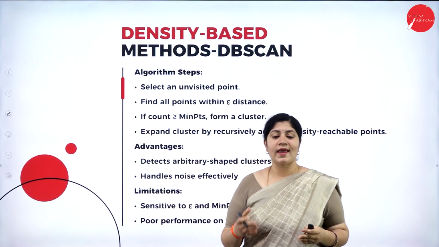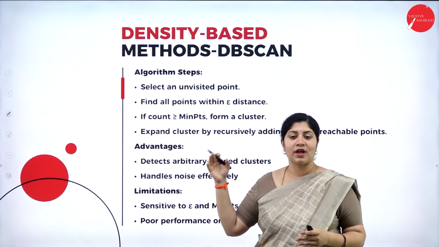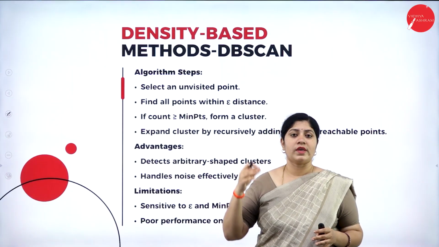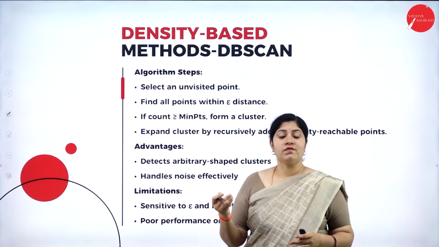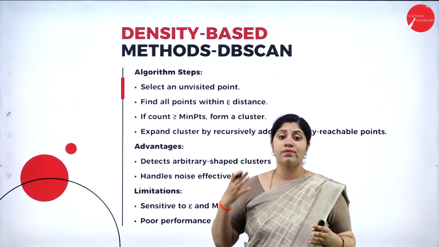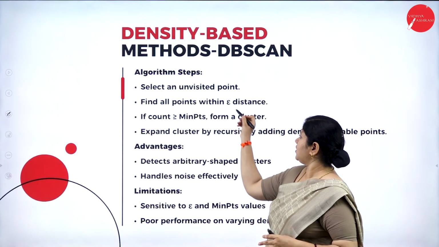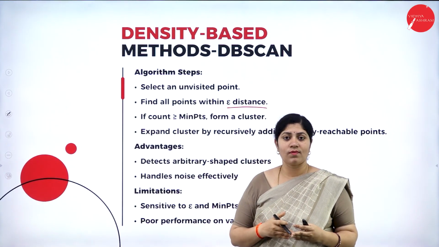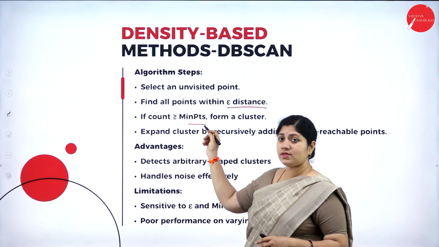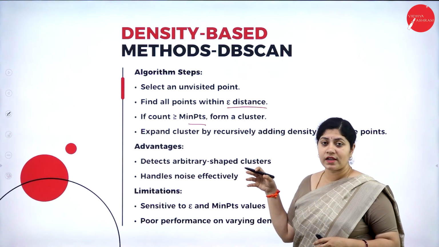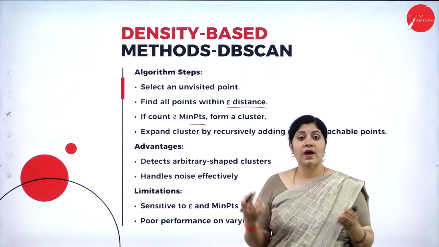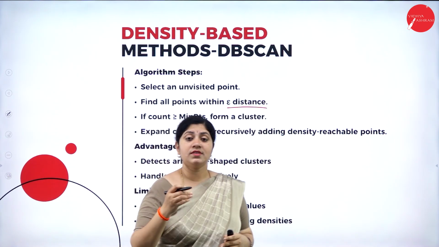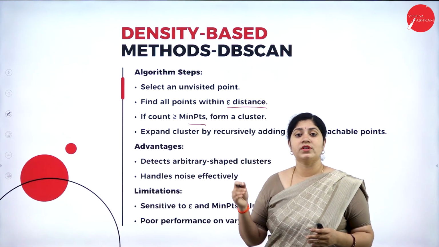Now let's see the exact algorithmic steps followed under DBSCAN. The first step is to select an unvisited point. Up next, we find all the points that fall within the epsilon distance. Up next, we verify whether the count value is greater than or equal to the minimum points, which is required to form a cluster. Then it expands the cluster by recursively adding the density reachable points. So these are the steps that we follow with respect to DBSCAN.